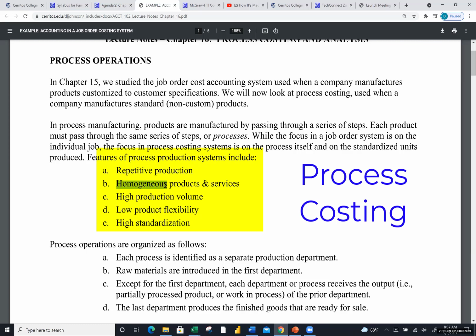Homogeneous products. Okay, that means all the output looks the same. High production volume. They're just cranking out gasoline all day at Shell. That's what they do well. That's what they do best.